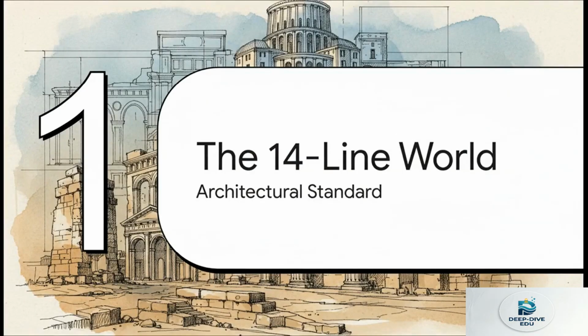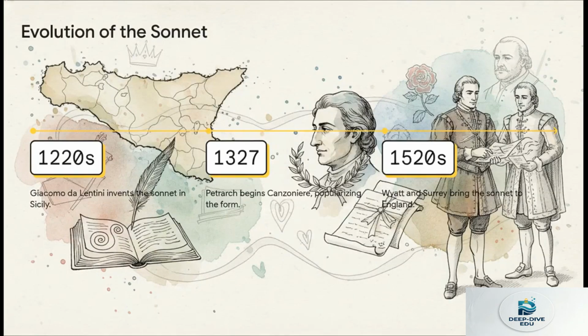Section 1. The 14-line little world. Before we can fully appreciate Edmund Spenser's specific design, we really need to understand the historical foundation of this 14-line universe. So this architectural standard didn't just pop out of thin air. It actually traveled quite a bit. It started off as an artistic invention way back in 13th century Sicily, credited to Giacomo de Lentini. From there, it became an absolute pan-European sensation, largely thanks to Petrarch in 1327, whose love poems pretty much put the form on the map. And finally, fast forward to the 1520s, courtiers like Sir Thomas Wyatt and the Earl of Surrey translated these works, bringing that 14-line structure straight into the English court of King Henry VIII.